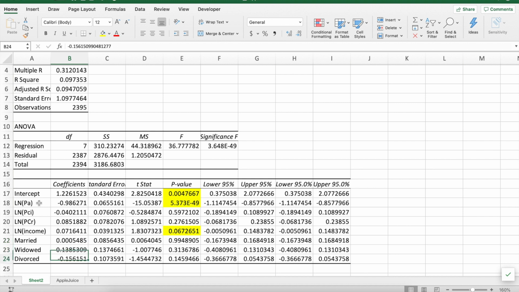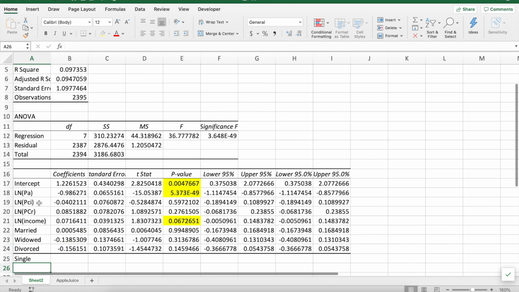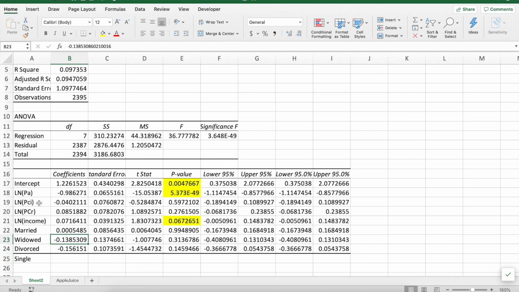Okay, and then these three coefficients here are on the dummy variables. The omitted category here is single, so I'm just going to write it down here. Single, again, is the omitted category. None of them are significant. What does that mean? That means that if you're married or widowed or divorced, you don't demand any significantly different amount of apple juice than if you were single.